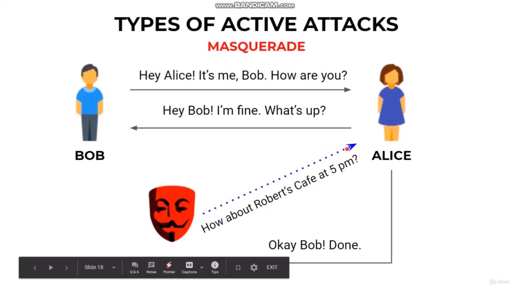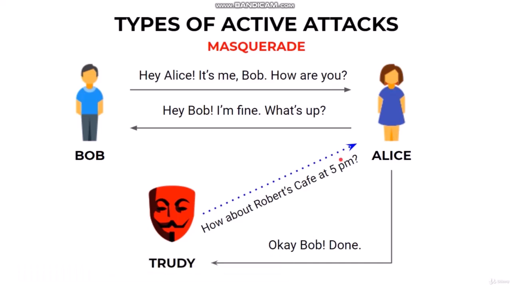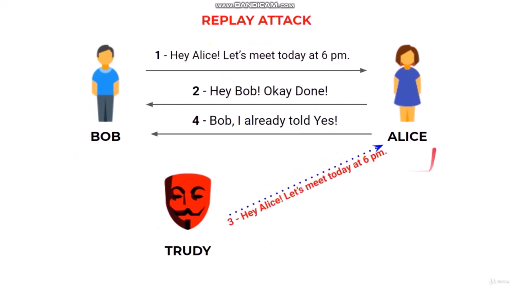Now, since Trudy is impersonating Bob, Alice believes that this message about the meet or date is from Bob, and she replies, "Okay, Bob, done." But meanwhile, Bob doesn't know that Alice has agreed to meet Trudy at 5 p.m. So this is a type of masquerade attack, when an attacker impersonates an authorized person.